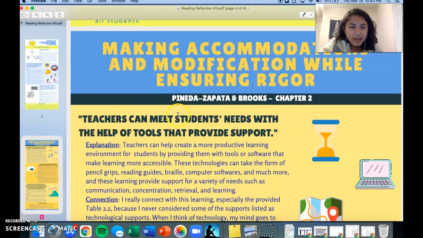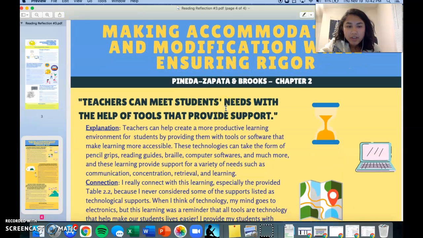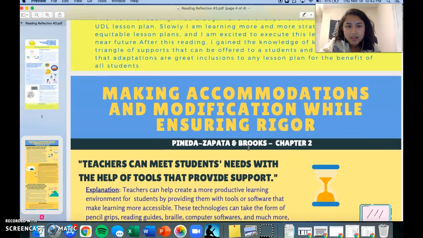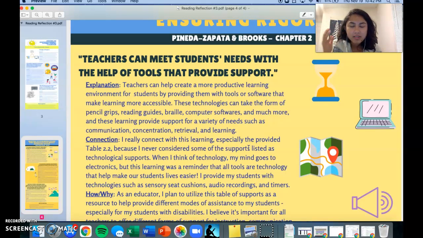And lastly, we have chapter 2 of Professor Pineda Zapata and Brooks's book, Making Accommodations and Modifications While Ensuring Rigor. Really loved this chapter because it's that reminder that students always need to be challenged regardless of their academic level. So the first quote here is: teachers can meet students' needs with the help of tools that provide support.